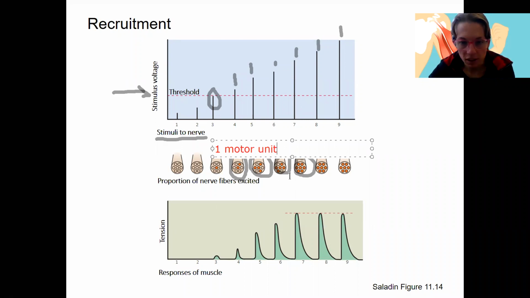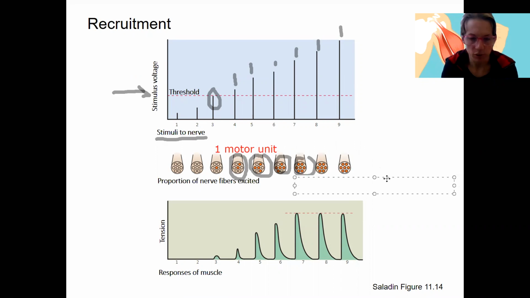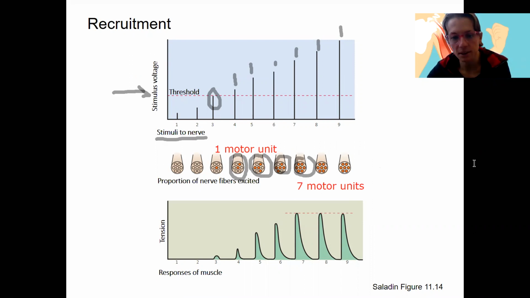And this over here, once we get to this one, what is that? 7 motor units. Each motor unit may contact, I don't know how many nerve fibers in this case, but it's going to be more when it's 7 motor units versus 1 motor unit. And again, this stimulus voltage is what's stimulating the nerve fiber. This is not an action potential in the nerve itself. This is what's causing either 1 or more nerve fibers in a nerve to be stimulated.